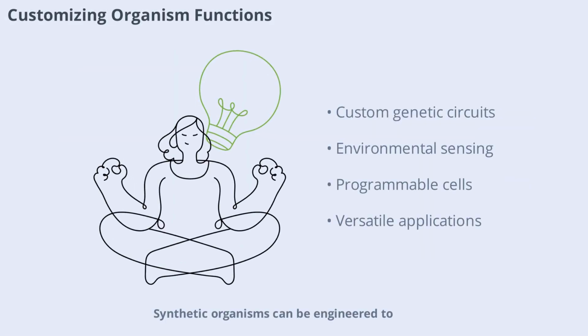Synthetic organisms can be engineered to perform specific functions that natural organisms cannot. By designing custom genetic circuits, scientists can program cells to sense environmental signals, produce valuable compounds, or even self-destruct under certain conditions. This level of control opens up new possibilities for medicine, industry, and environmental management, making synthetic biology a versatile tool for solving real-world problems.